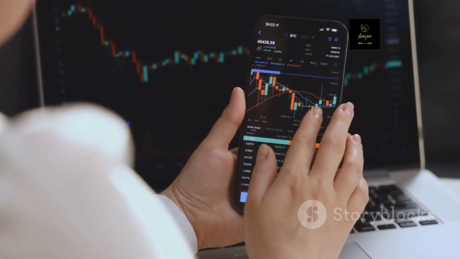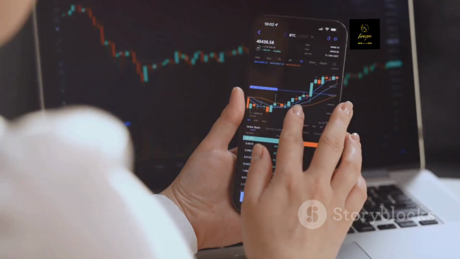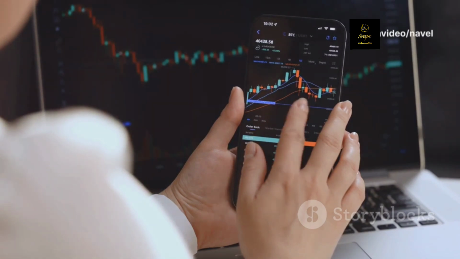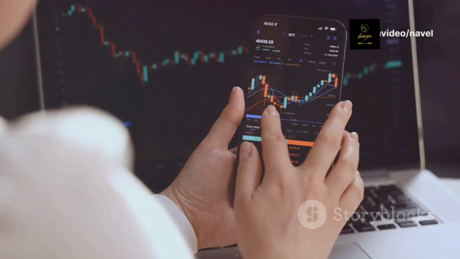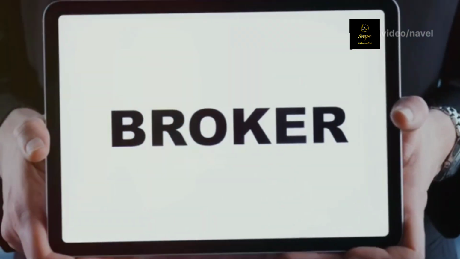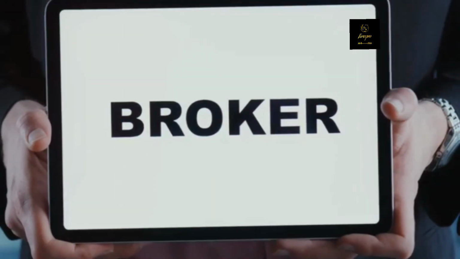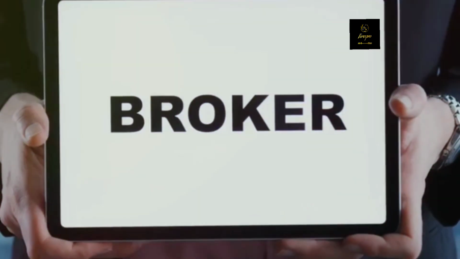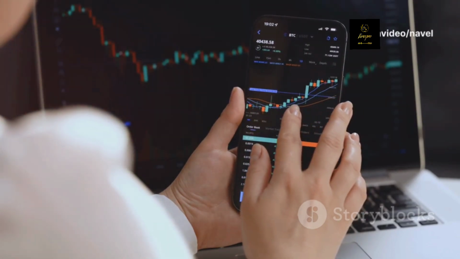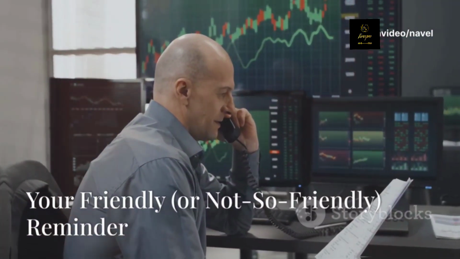When selecting a broker, it's essential to consider factors like regulation, security of funds, trading platform features, spreads, commissions, and customer support. Do your research, read reviews, and compare different brokers before making your decision. Remember, your broker is your trading partner, so choose wisely.